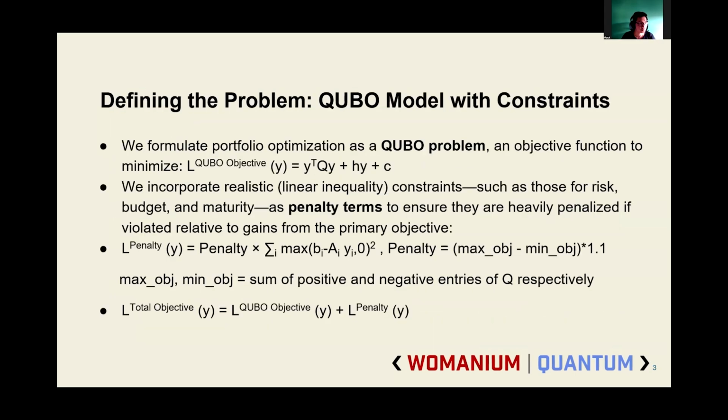To solve this, we have formulated the problem as a QUBO, or quadratic unconstrained binary optimization model. Our objective is to find a binary vector y that minimizes the function you see on the screen, y transpose Q y plus h y plus c. We have also incorporated real-world constraints such as those for risk by adding them as penalty terms to the objective function.